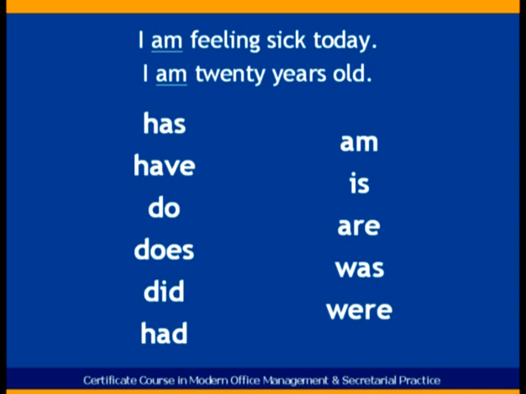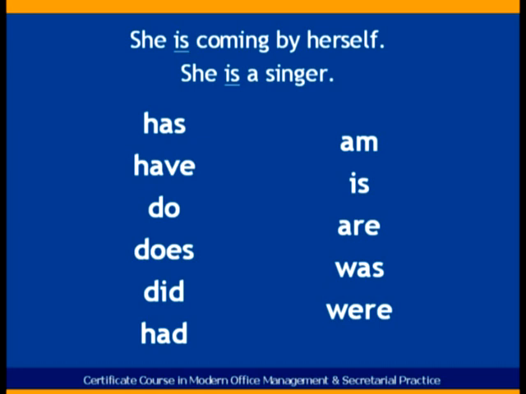She is coming by herself. In this sentence, the auxiliary is helps the verb coming. She is a singer. The auxiliary is does not help another verb. Instead, it acts as a verb and stands by itself.